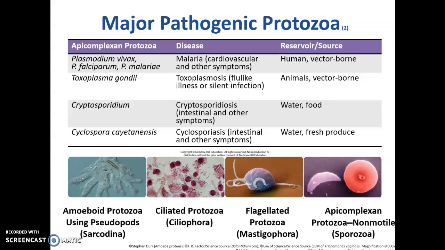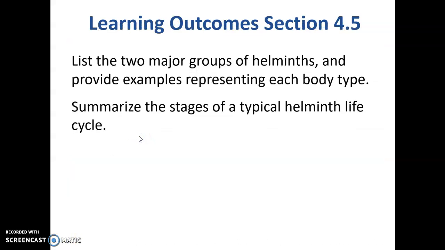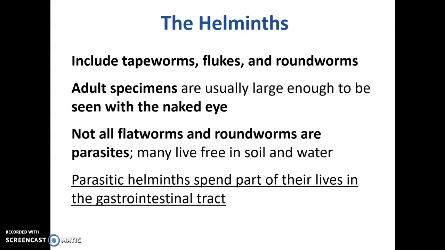Okay, so this is Chapter 4, Part 3. So we're going to move on here. We're going to talk about helminths. These include tapeworms, flukes, and roundworms. The adult specimens can be seen usually with the naked eye.